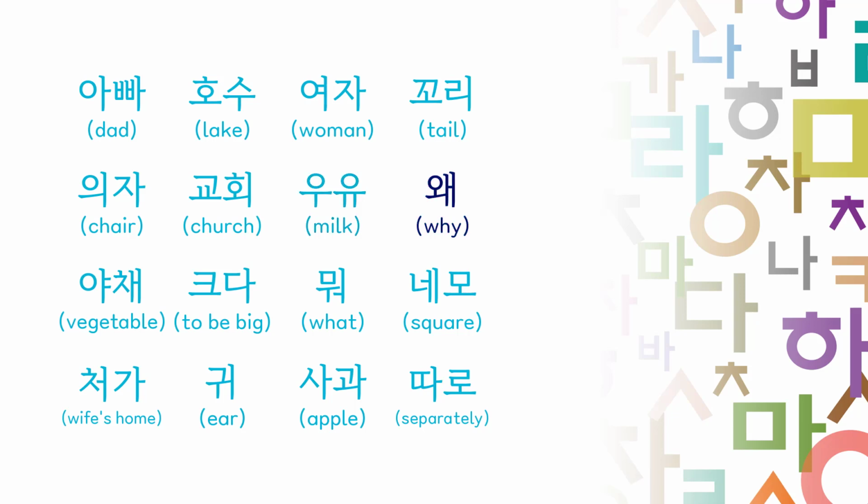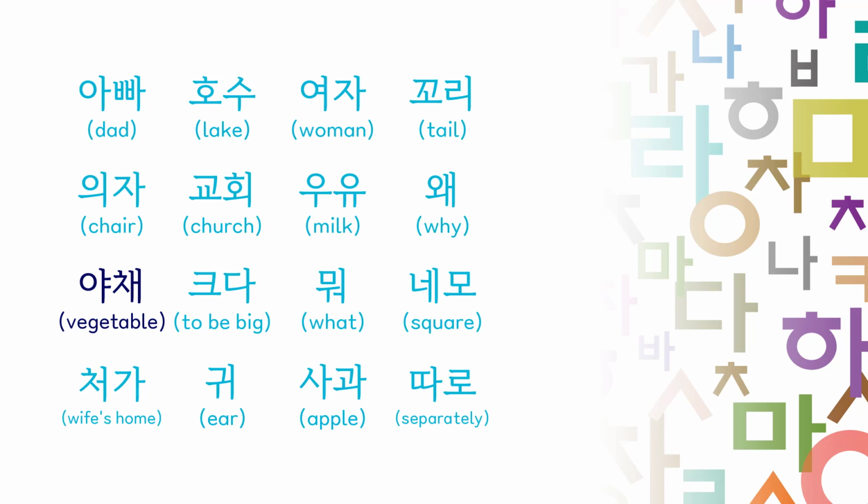The next word is 왜, 왜. And this means why. So if you want to say why to someone, you just say 왜. And in this syllable, we use the consonant iung with the vowel 왜. So it's 왜.